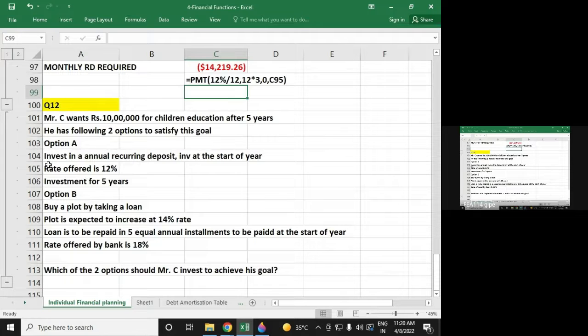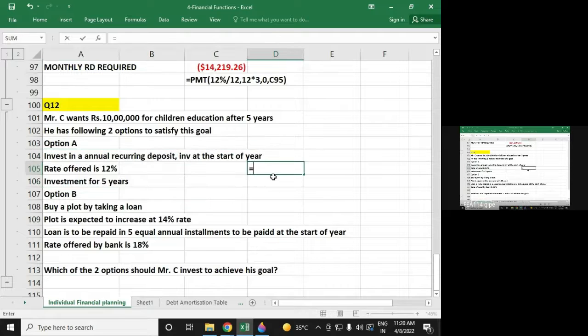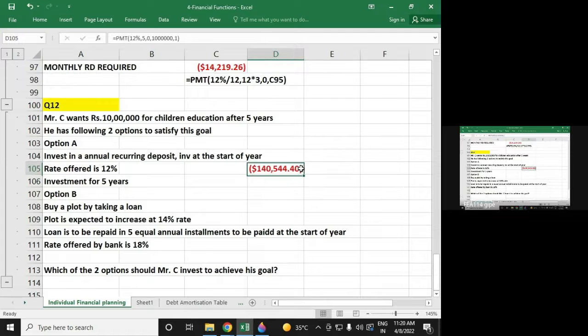So first we will do the first part. पहला part क्या है कि RD account खोल दो. Means you have to find PMT. Rate is 12% for 5 years, and PV should be 0. आज आपके अकाउंट में कुछ नहीं है. End में आपको 10 लाख चाहिए और इन्वेस्टमेंट आप कर रहे साल के स्टार्ट. तो type is 1. 1,40,544. ओके, तो ये तो straight forward है.